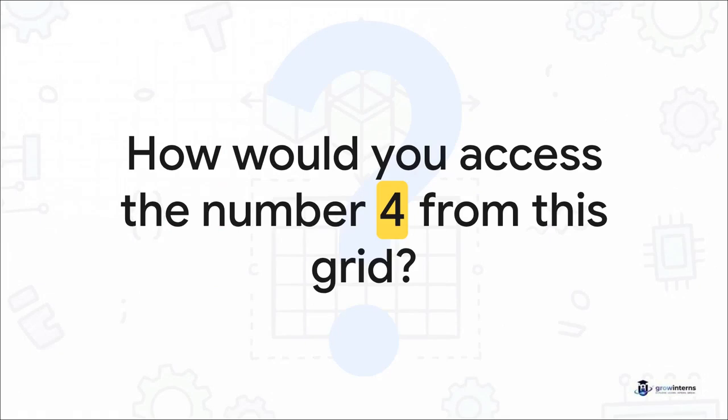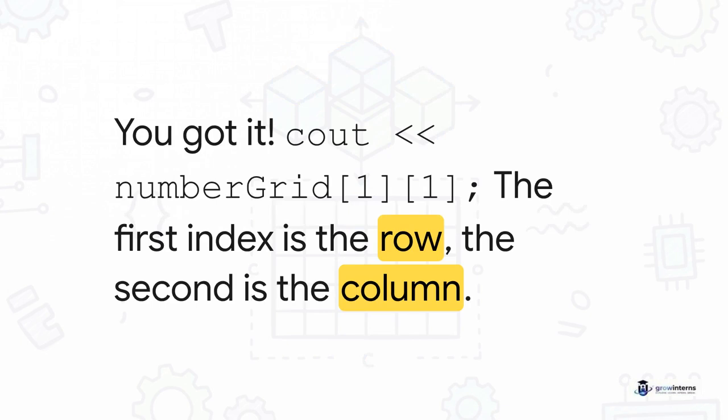So take a look at the grid for a second. Knowing that we use 2 indexes, one for the row, one for the column, how would you tell the computer to go and grab the number 4? If you guessed 1, 1, you are absolutely right. Nailed it. We use the array name, followed by the row index in the first set of brackets, and then the column index in the second. The number 4 is in the second row, which is index 1, and the second column, also index 1.